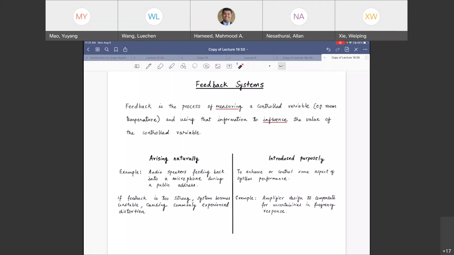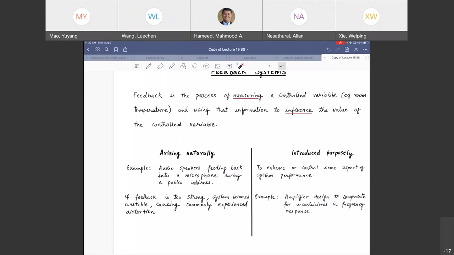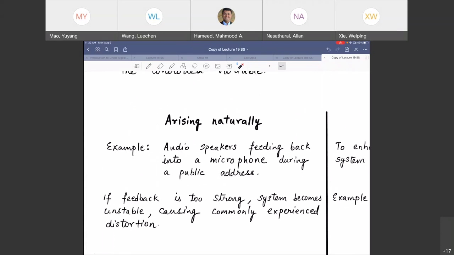So that's your feedback. In feedback, things could arise naturally. These are not things that are designed for. They could arise naturally or they could be done purposely. Arising naturally, the example is audio speakers feeding back into a microphone during a public address. We've talked about this example earlier. It leads to distortion and uncomfortable noise. How can you control it? Well, you reduce the gain of your speaker system to reduce that feedback noise. So that's where the feedback arises naturally, but you try to control it purposely.